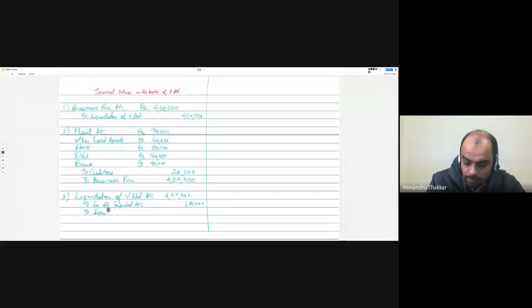Securities premium is given to securities premium 75,000.